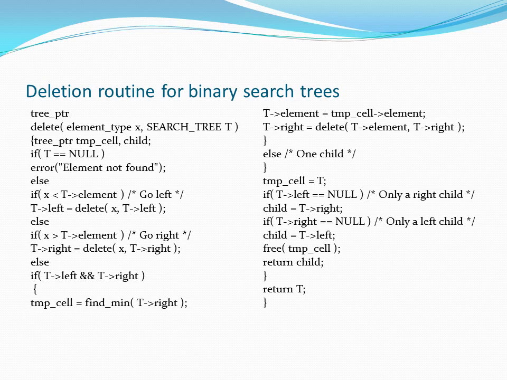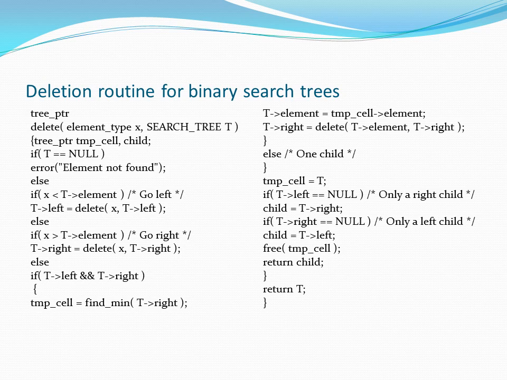Else, if x is less than t element, we have to delete that node from the left subtree. Which means if x is less than t element, the element is present in the left subtree. So we are calling the delete method on the left subtree. If x is greater than t element, we are calling the delete method for the right subtree. So t right equals delete of x comma t right.